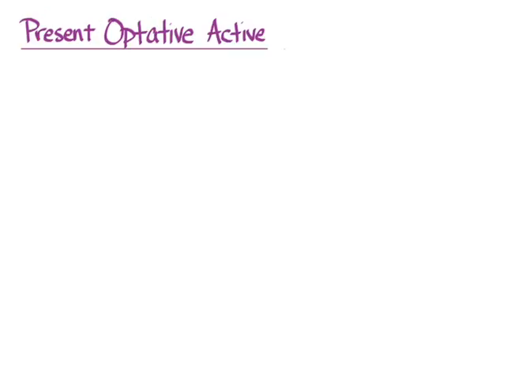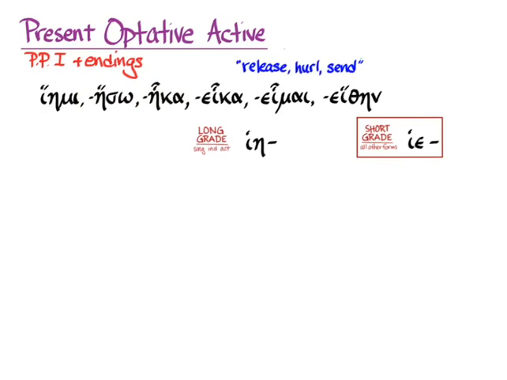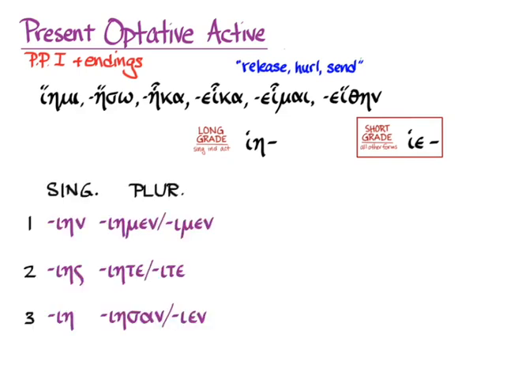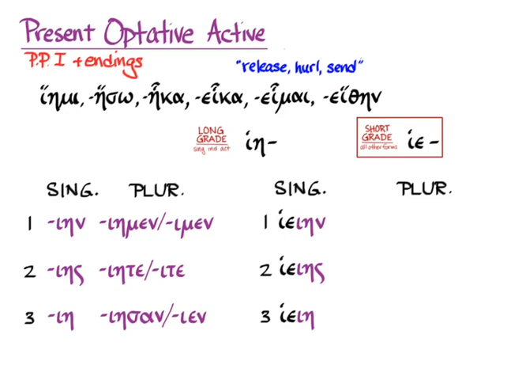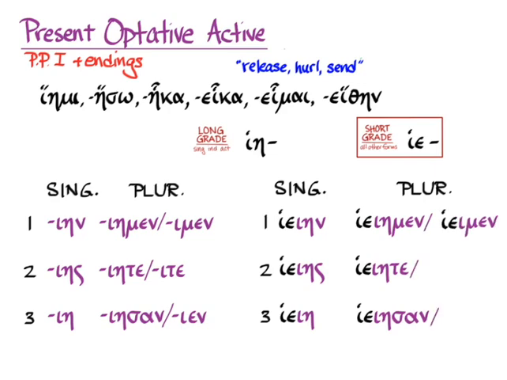Now we move on to the present optative. And again, not indicative, so we'll be using the short grade present stem. And the optative athematic endings look like this. So when we add those to that short grade stem, we get ἱείην, ἱείης, ἱείη, ἱεῖμεν, ἱεῖτε, ἱεῖεν, with the alternate endings ἱείημεν, ἱείητε, ἱείησαν. And there you heard the recessive accent, but it never goes back farther than the iota.